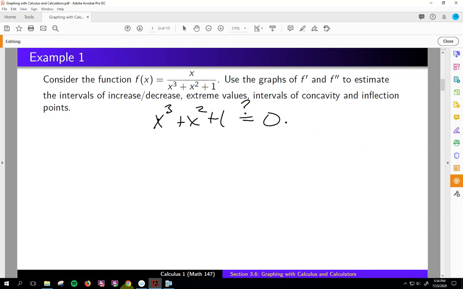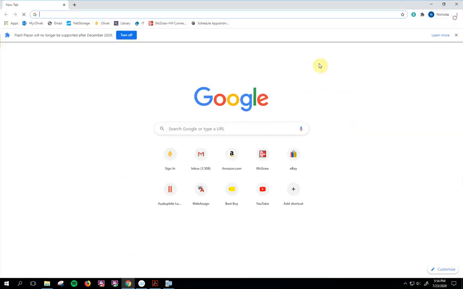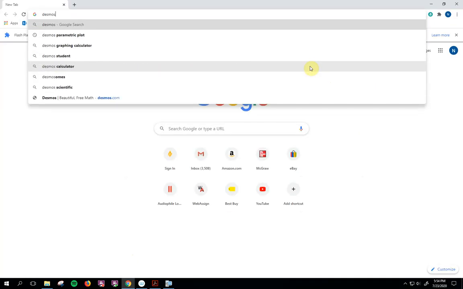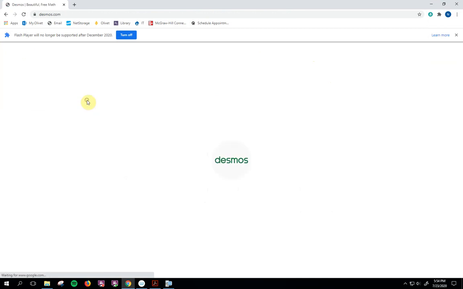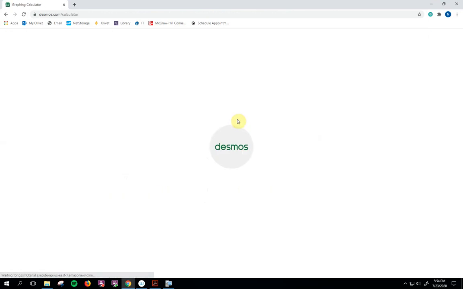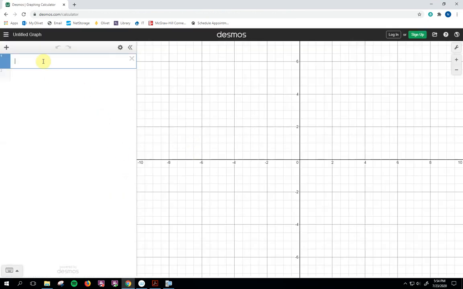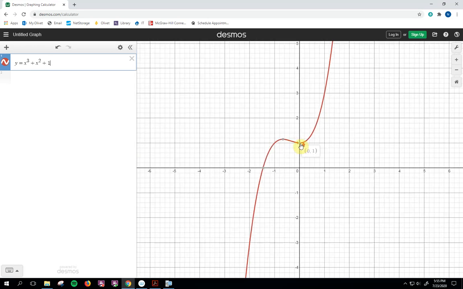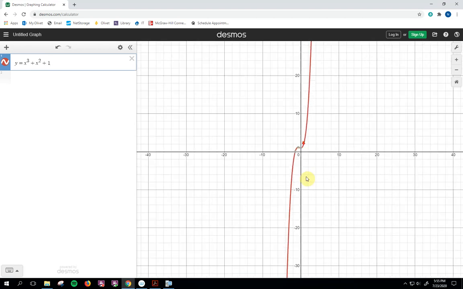The simplest way of doing this is to open up Desmos as an option here. And we'll type in that function. y equals x cubed plus x squared plus 1. This is a very simple task. We're looking for zeros. What's nice about Desmos is you can just use the wheel button on your mouse to zoom in and out real quickly.